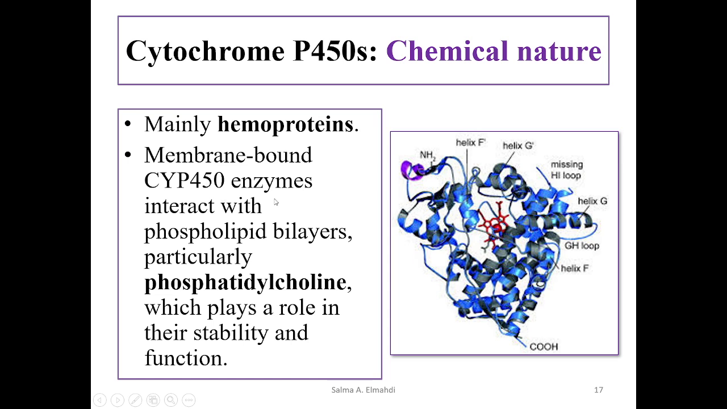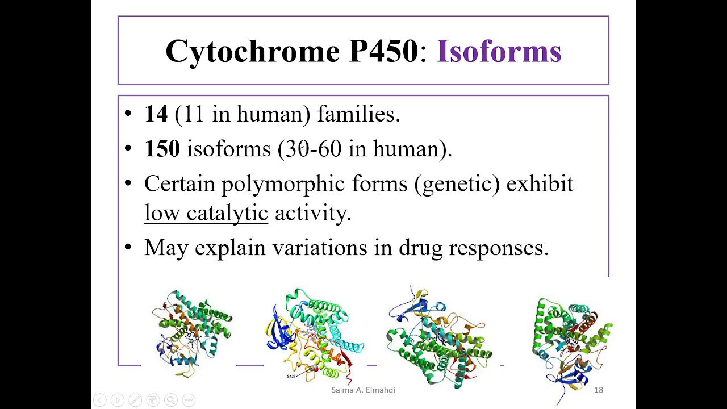Membrane-bound cytochrome P450 enzymes interact with the phospholipid bilayer, particularly with phosphatidylcholine, so it will be linked to lipids. Those lipids are important for the stability of the function of P450, but chemically it is mainly a protein, and in particular a hemoprotein. And there are so many isoforms of cytochrome P450.